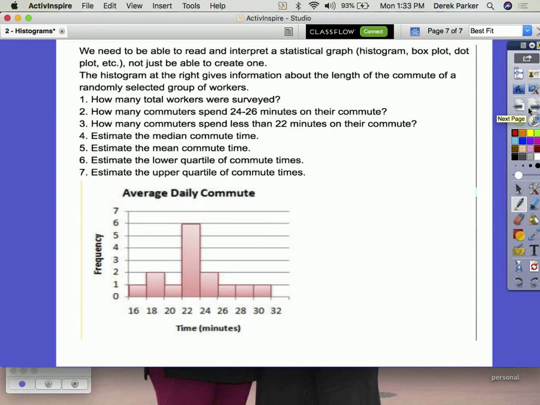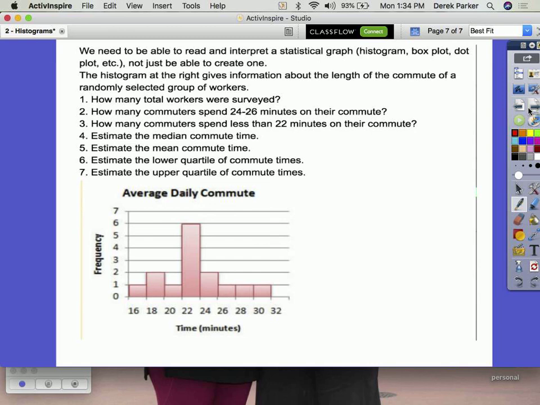We need to be able to read and interpret a statistical graph, histogram, box plot, dot plot, etc., not just be able to create one. The histogram below gives information about the length of commute of a randomly selected group of workers. So I want you to pause this and answer the 7 questions.